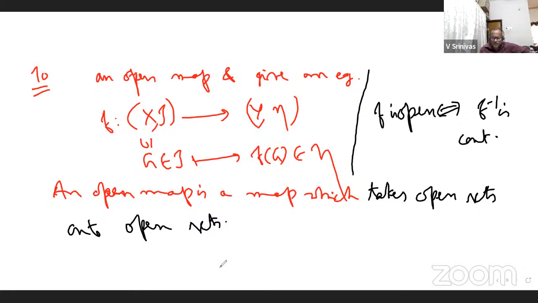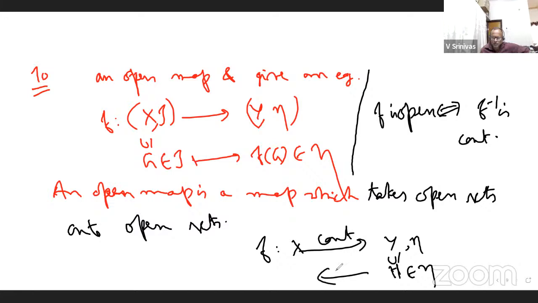f is continuous if and only if, f taking X into Y, for every open set H coming from the topology eta, f inverse of H is open. If f is continuous, for every H coming from eta, f inverse of H will be open. Continuity is equal to saying that f inverse takes every open set onto an open set, which means f inverse is an open map. So if f is continuous, f inverse will be open. If f is open, f inverse will be continuous. If you take f here, you have to take f inverse here. If you take f inverse here, you have to take f here. This is what we mean by an open map.